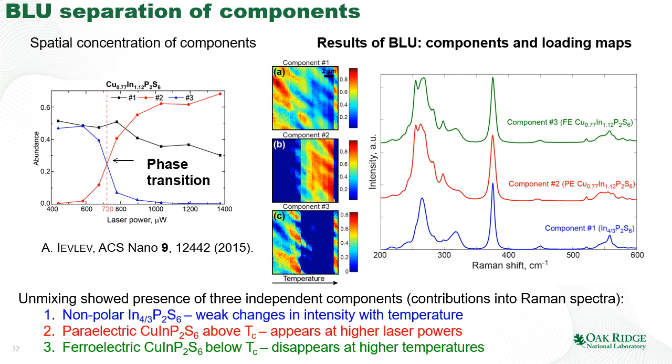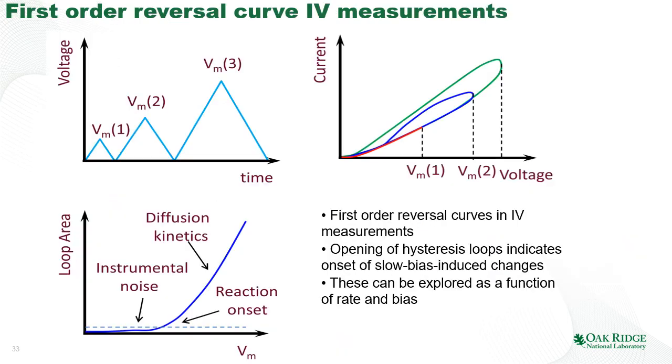So we don't know what the individual spectra mean in a sense of what phonon mode each peak corresponds to, but we can already use it to do a precise mapping of this material and study the phase transitions on the local level. Now, this is another example of the application of the Bayesian linear unmixing for the microscopy data. And in this case, we apply it to study the conductive behavior in the first order reversal curve, or FORC, measurements.